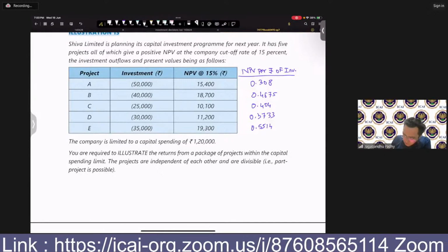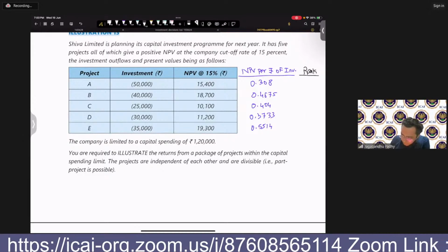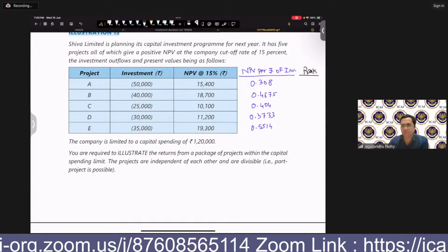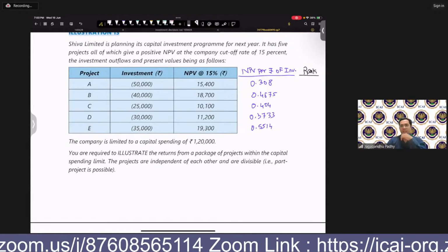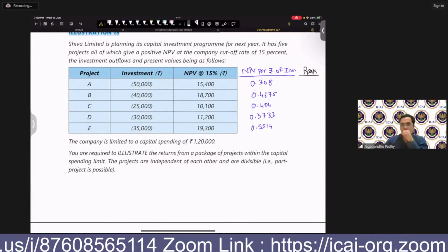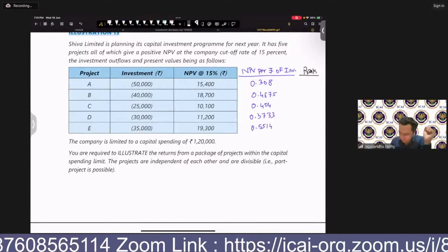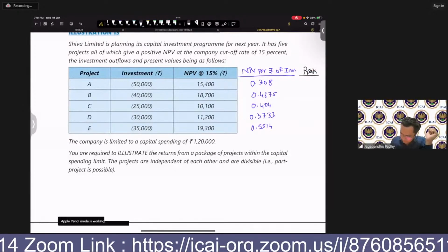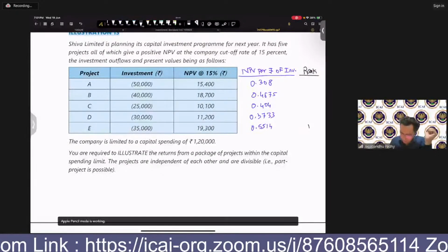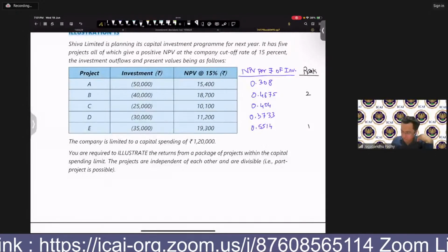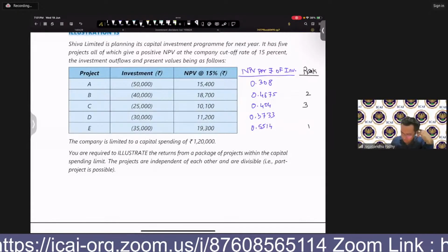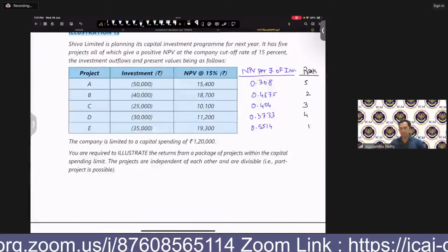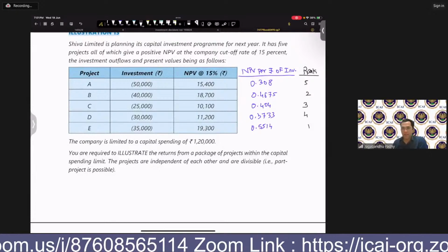For that, we are just going to rank them. We can simply rank the projects and then decide which project is to be accepted. So first rank is obviously going to this one. Second to project B. Third is going to project C. Fourth going to project D. And fifth going to project A. So these are the ranks that we have.